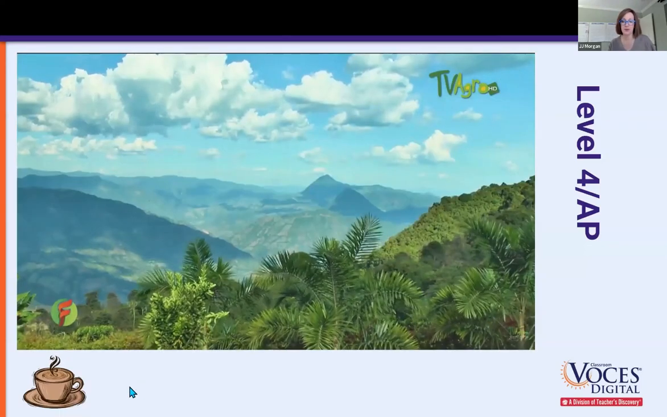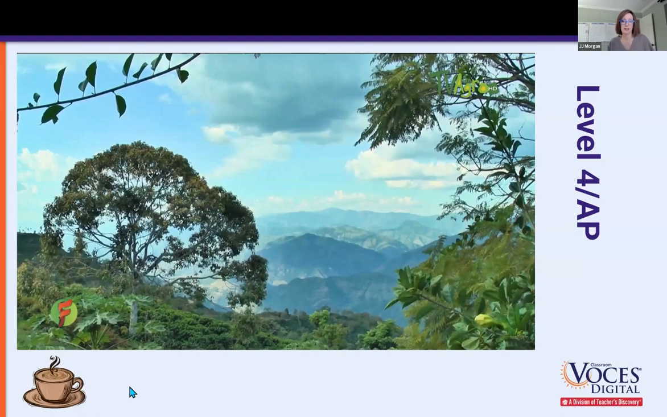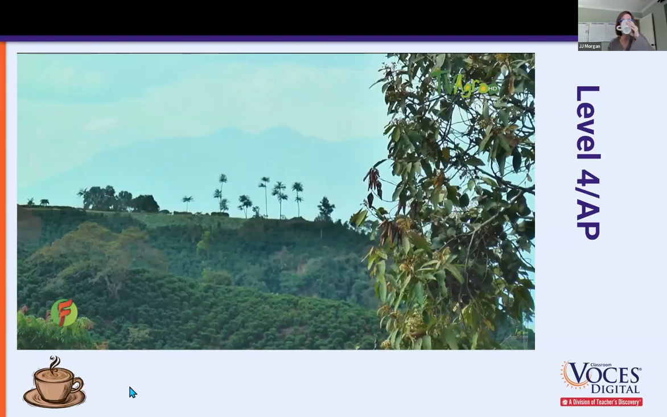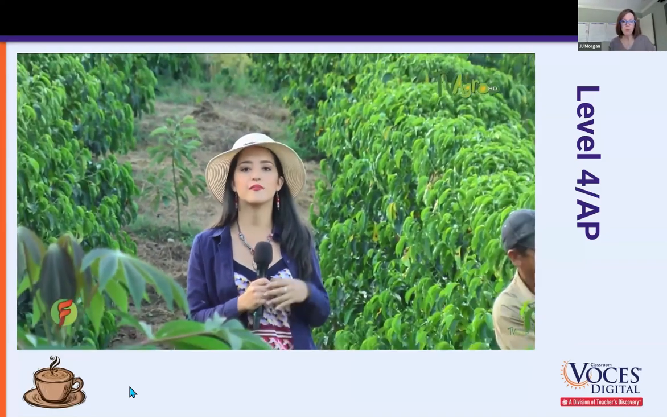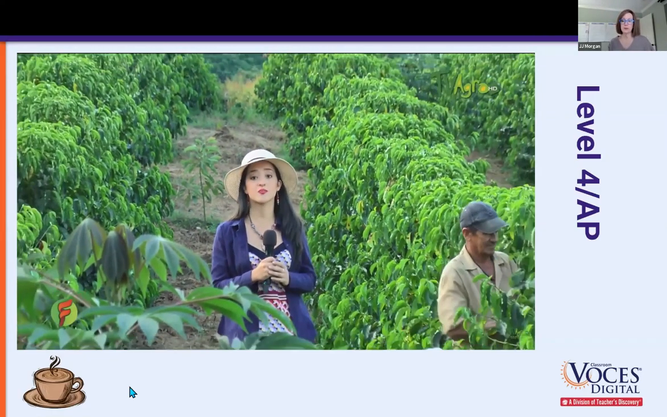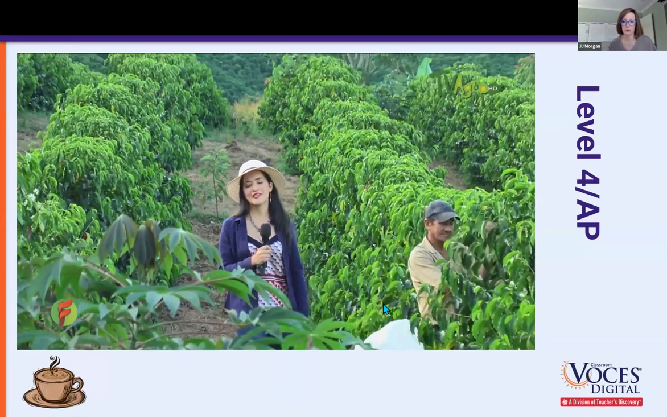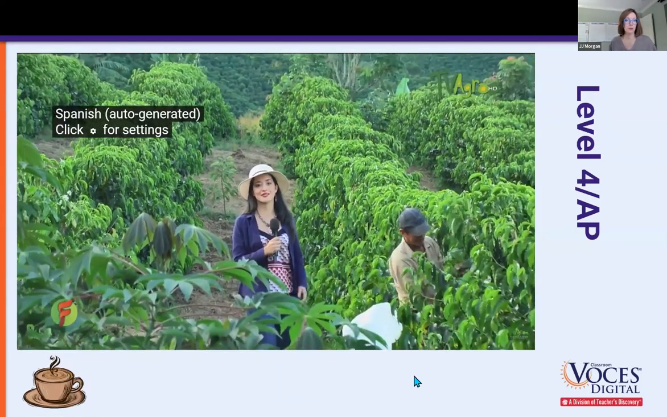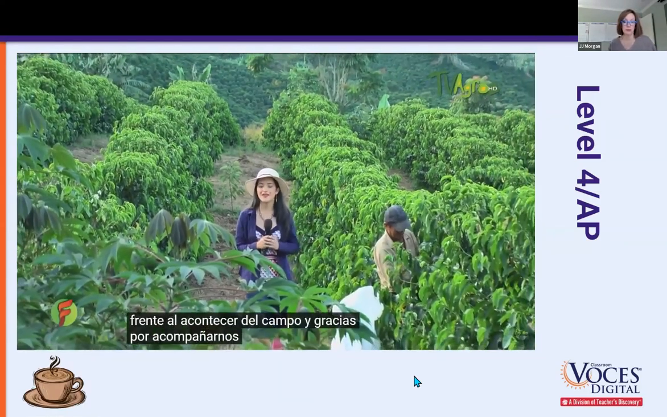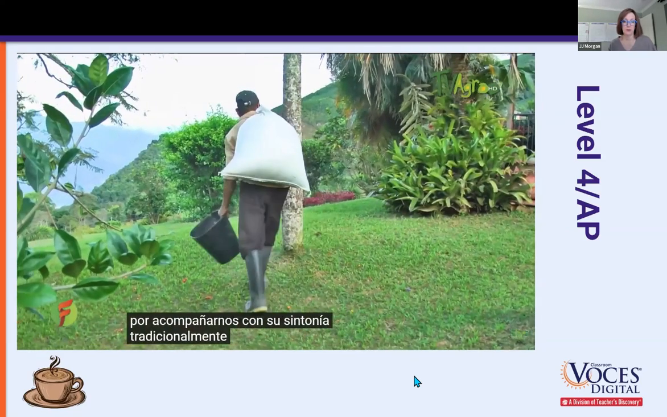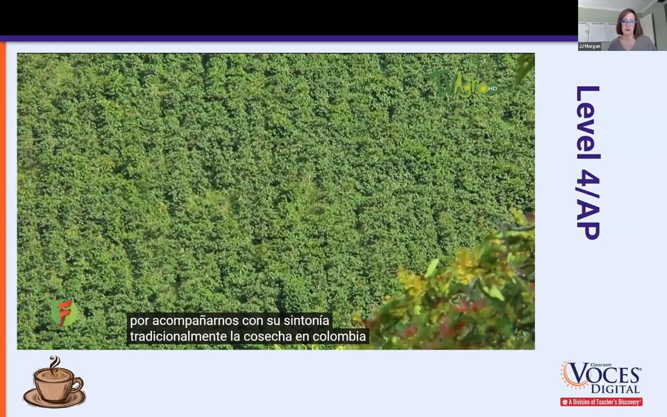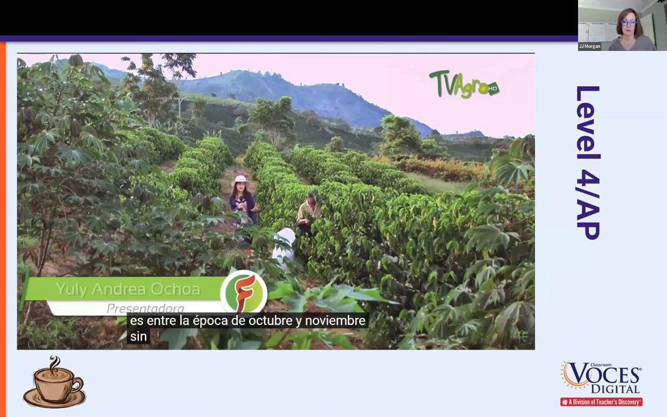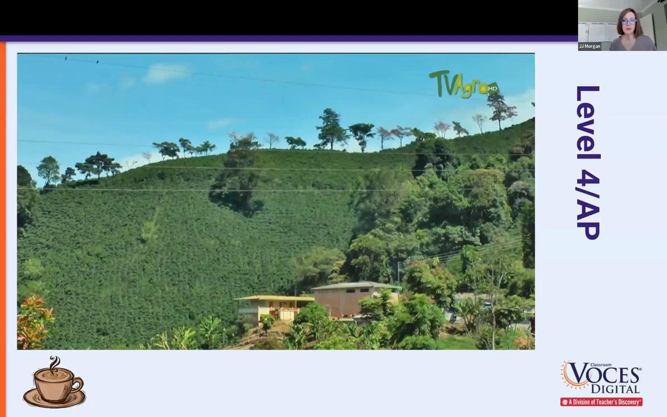Motor tradicional del campo. La producción mundial de café la lidera Brasil, Vietnam y Colombia. Y Colombia lidera la producción mundial de cafés suaves por su calidad. A todos ustedes, bienvenidos a este nuevo capítulo de Frente al Acontecer del Campo. Y gracias por acompañarnos con su sintonía. Tradicionalmente la cosecha en Colombia es entre la época de octubre y noviembre. Sin embargo, entre agosto y septiembre se empiezan a coger los primeros granos.